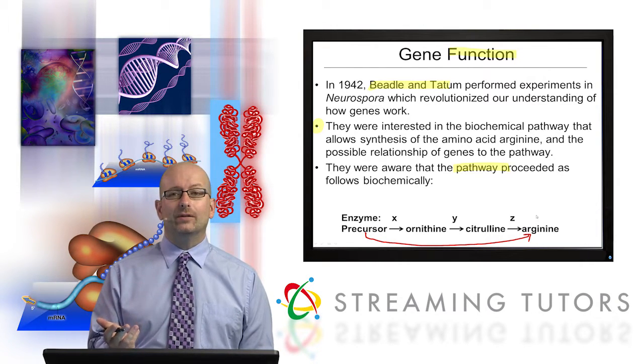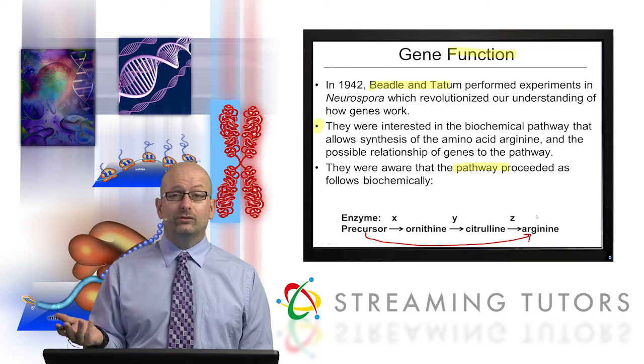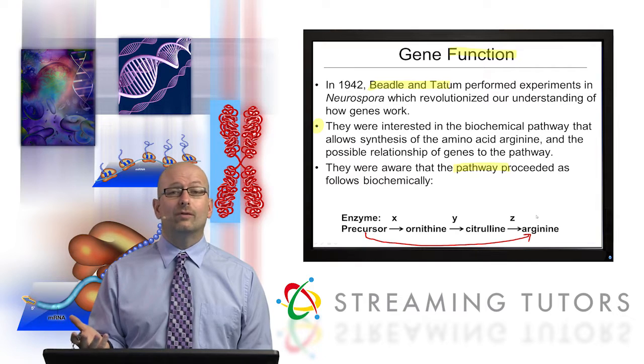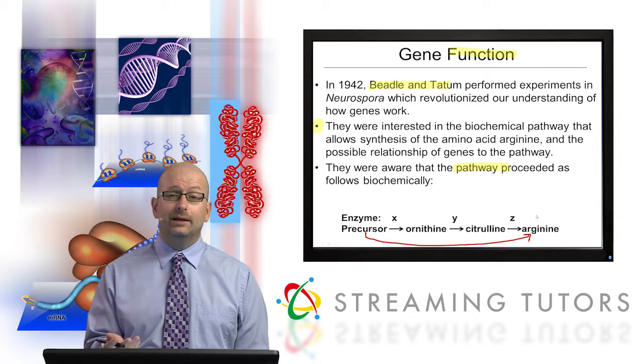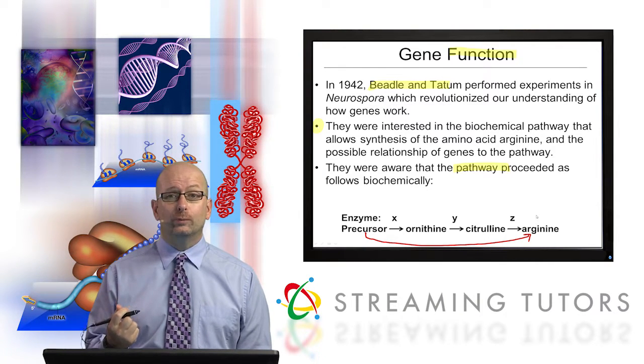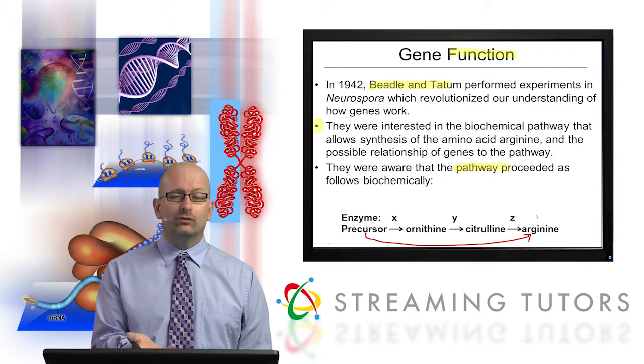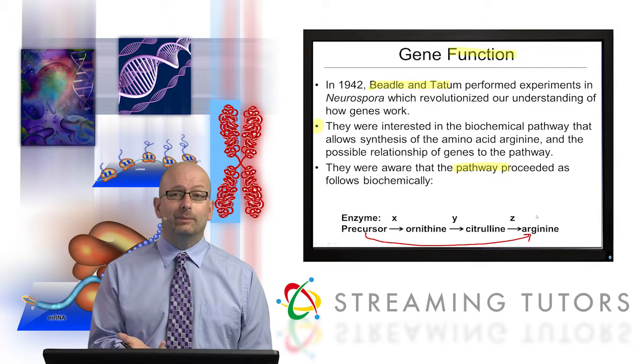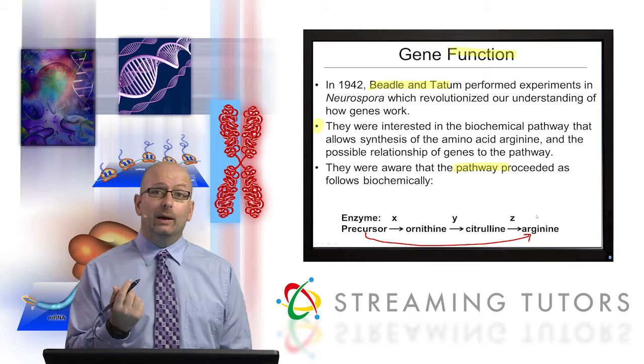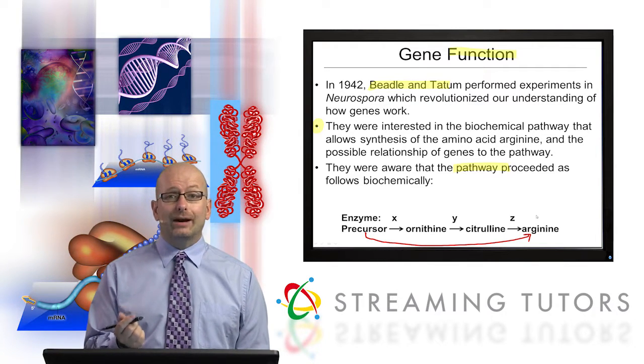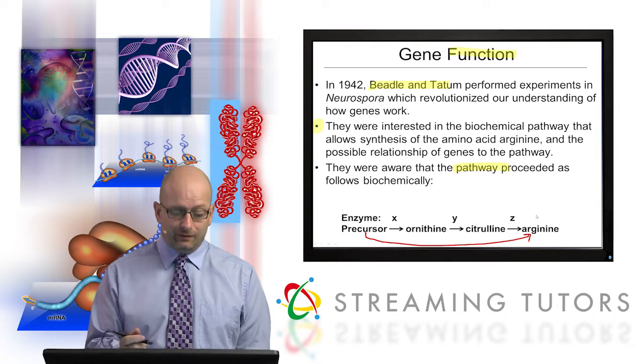I'm sorry if I already said this. All living things need arginine. Humans, as an example, can only synthesize roughly half of the amino acids we need. The other half we have to consume. Organisms like this can probably make all of them, but one thing is for sure, they know how to make arginine. It was also known that this process actually took place in a stepwise fashion.